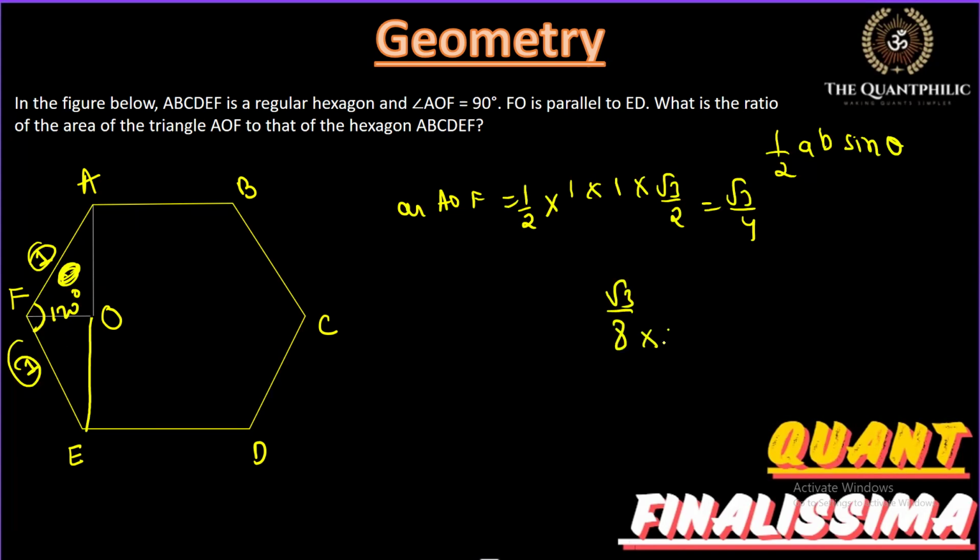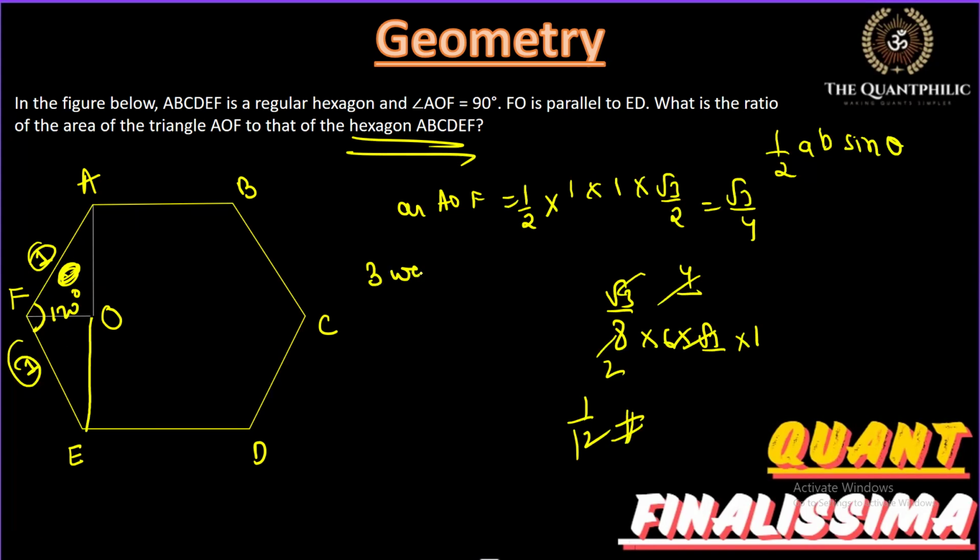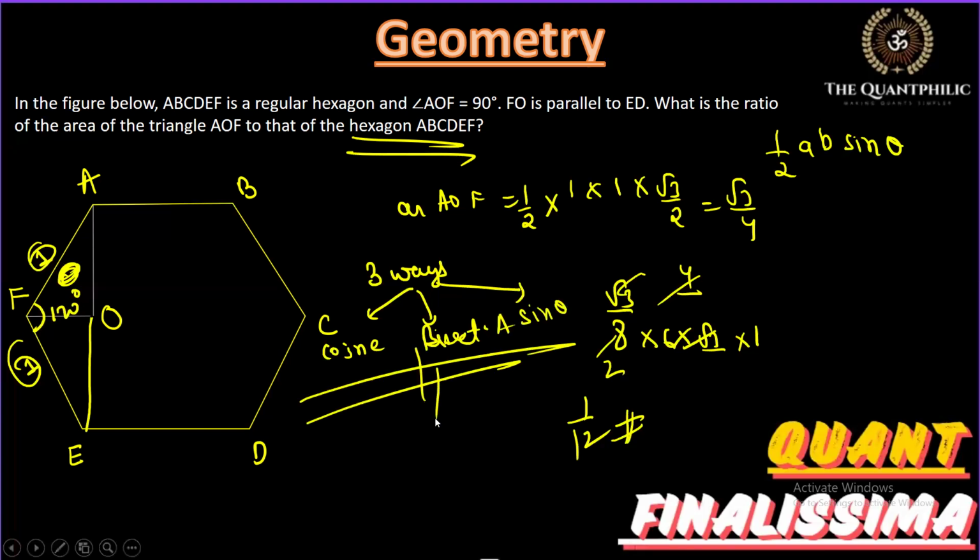And as we found previously, the area of the hexagon is how much? 6 into root 3 by 4 into 1 square. The 4 will go over here, this gets cancelled, this is 4. So 1 by 12 is the answer. Okay, so there are 3 ways of doing this question: the cosine formula, bisecting the symmetrical figure, whatever you want to call it, and the area sine formula. I hope you found this meaningful, and the concepts you must have learned are the cosine formula and area using sine theta. Okay, that's it.